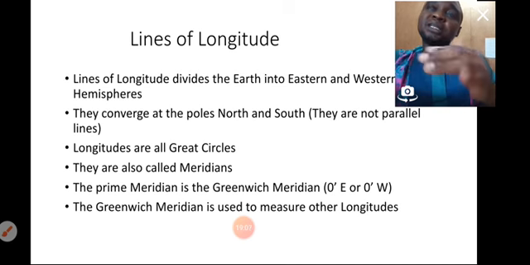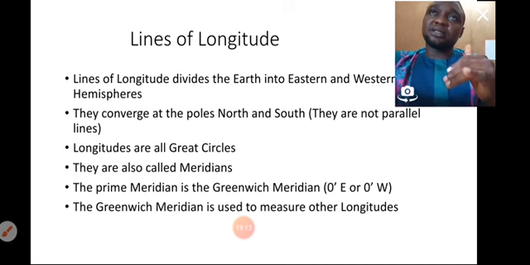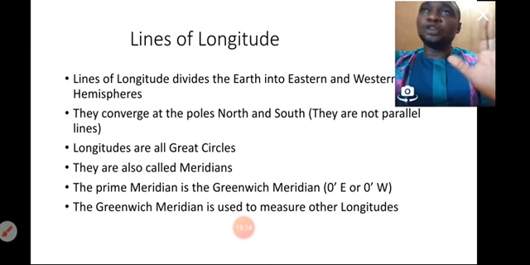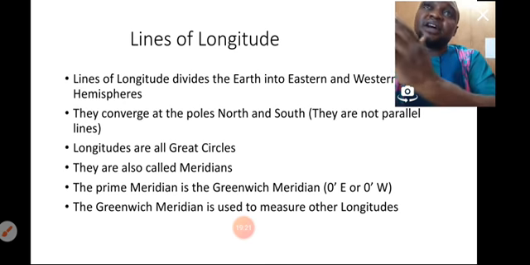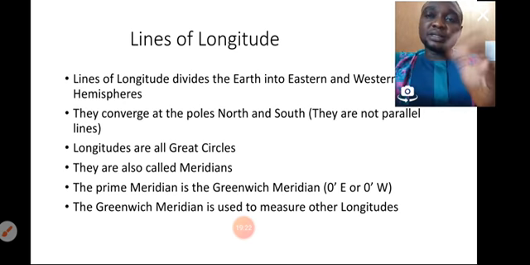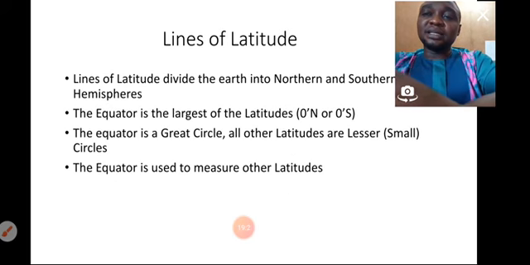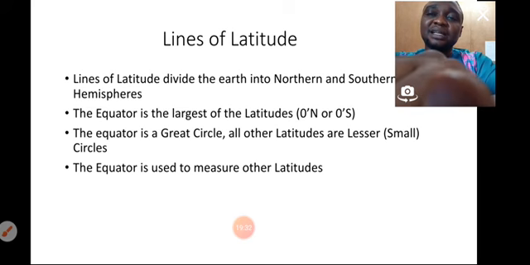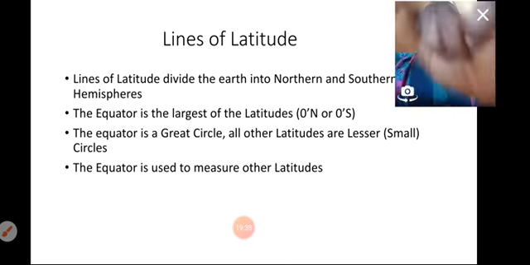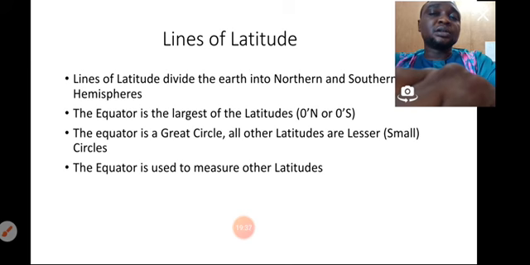And when you see a coordinate using east or west, please, it is a longitude. Don't even think too hard. Just east or west is a longitude. Remember, the longitudes divide the Earth into eastern and western hemispheres. Let me pick a point I missed out. I'm going back now: the equator is the largest of the latitudes, and it is on latitude 0 degrees north and 0 degrees south.